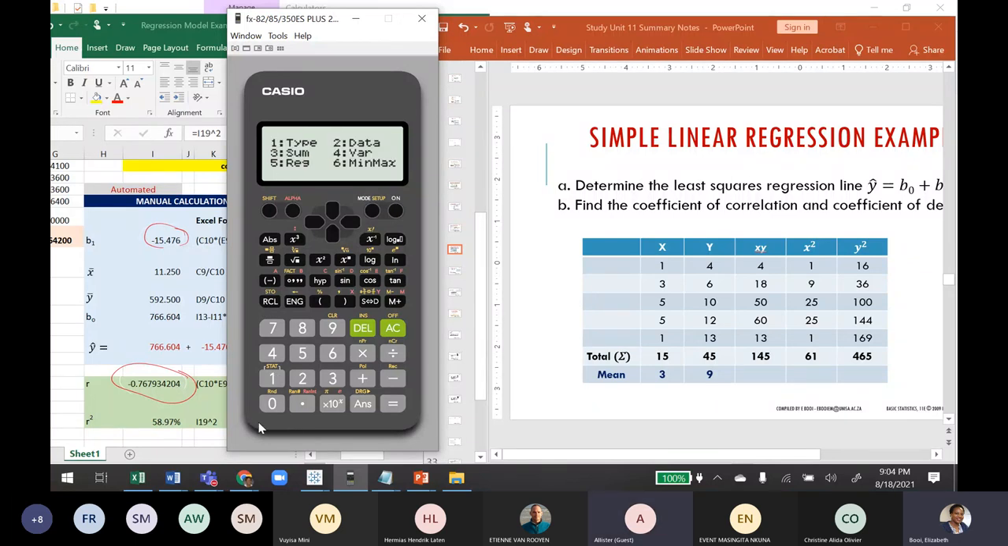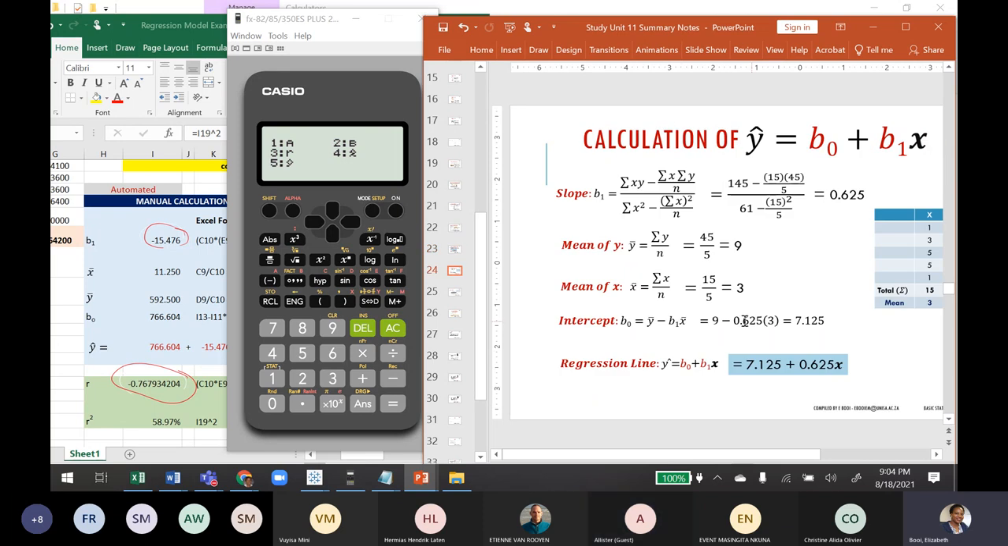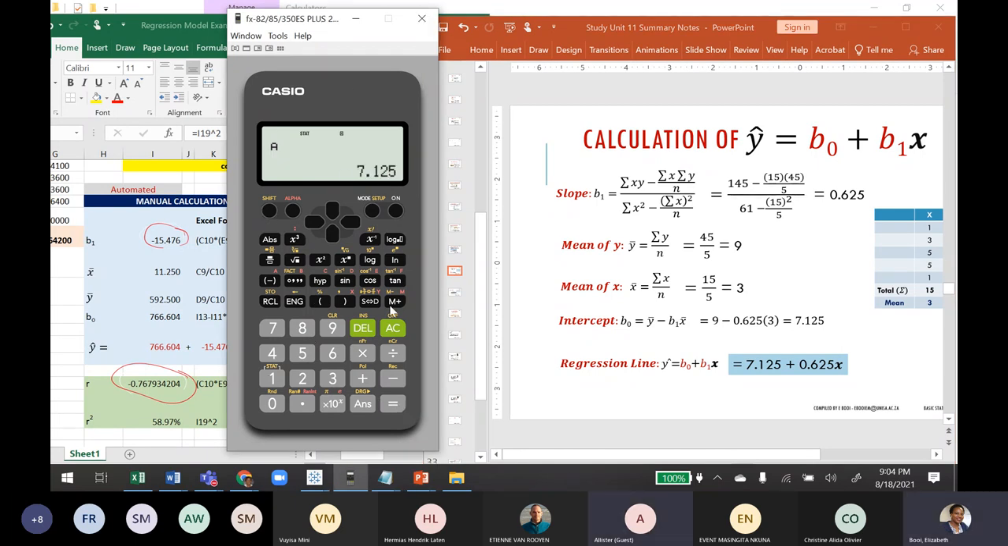So you can go clear your calculator and go back, shift, stat. And now let's go to the REG, which is 5. And then we want the intercept, which is A. We know that intercept is A. We should get 7.125. So 1 equal, 7.125. To get the slope, shift, stat, 5 for REG, and B is 2 equal, 0.625.